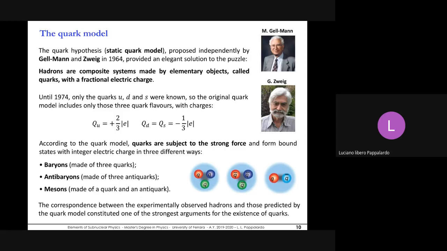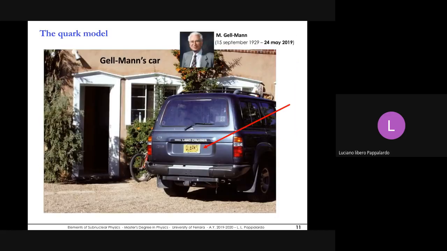Now, the correspondence between the experimentally observed hadrons and those predicted by the quark model, of course, constitutes one of the strongest arguments for the existence of quarks. Let me show now this nice picture. So this is Gell-Mann, who passed away less than 1 year ago. And this was his car, and look at the plate here. Funny guy.